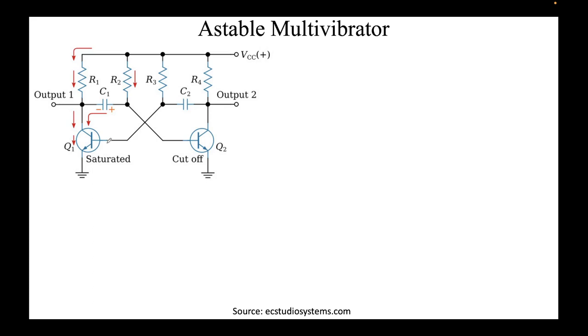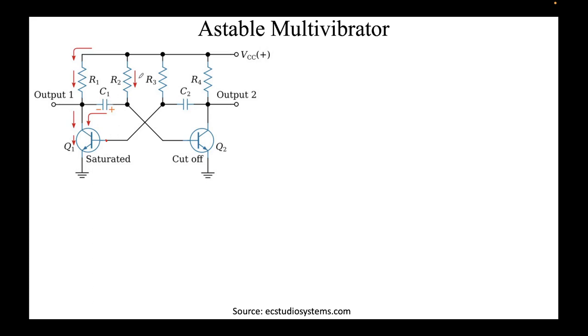If this is saturated, then you know this node is at 0.7 volts, VBE. And we'll assume that VCE is very small, so this node is essentially at approximately 0 volts. So this potential is 0, this is 0.65. And initially we have assumed the capacitors are uncharged.